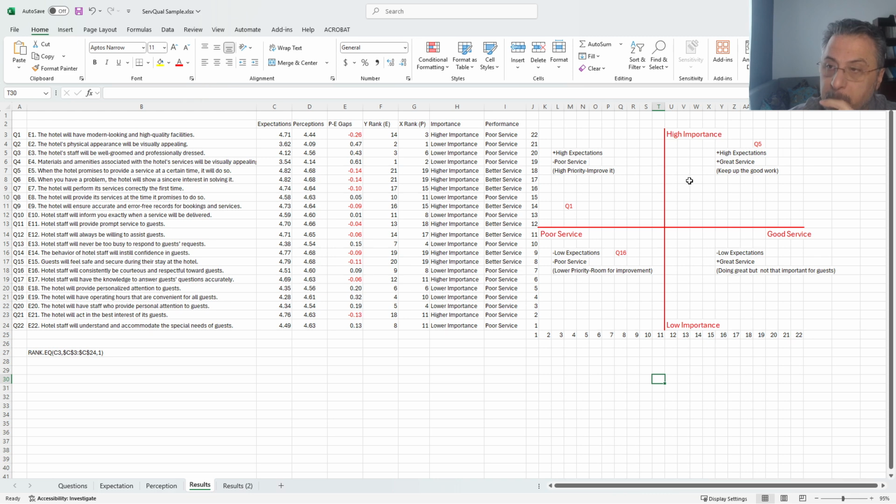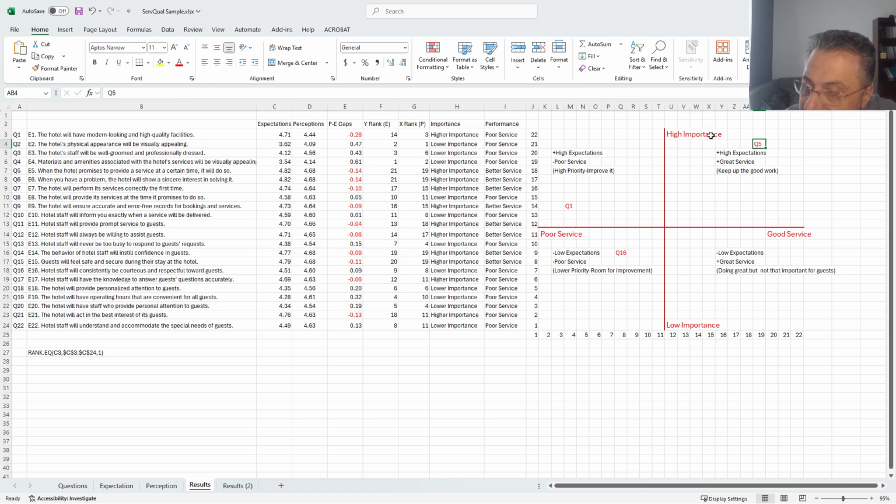So if the ranking, in this case, for example, is Q5. So where is Q5? This one. Okay. Y is 21. You go to Y. And X is 19. So this is Q5, right? We find basically what it says here, 21 and 19.